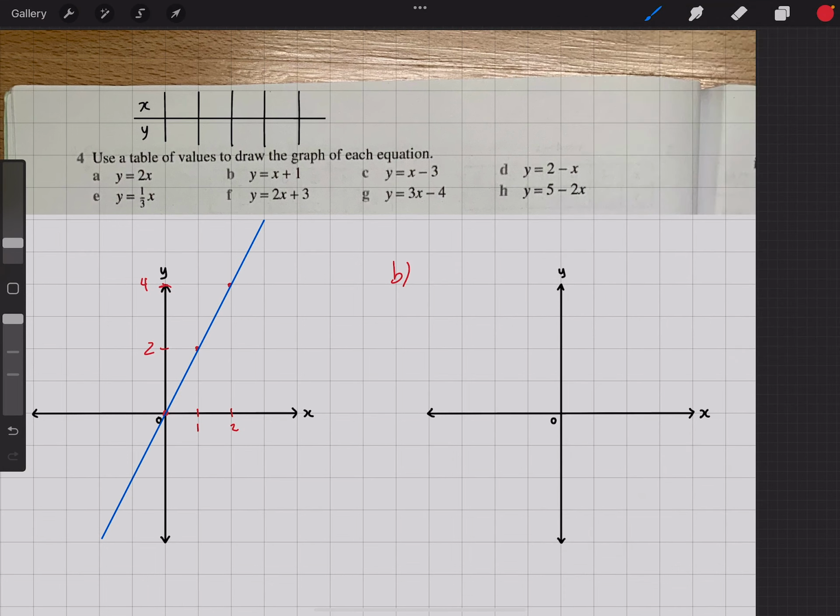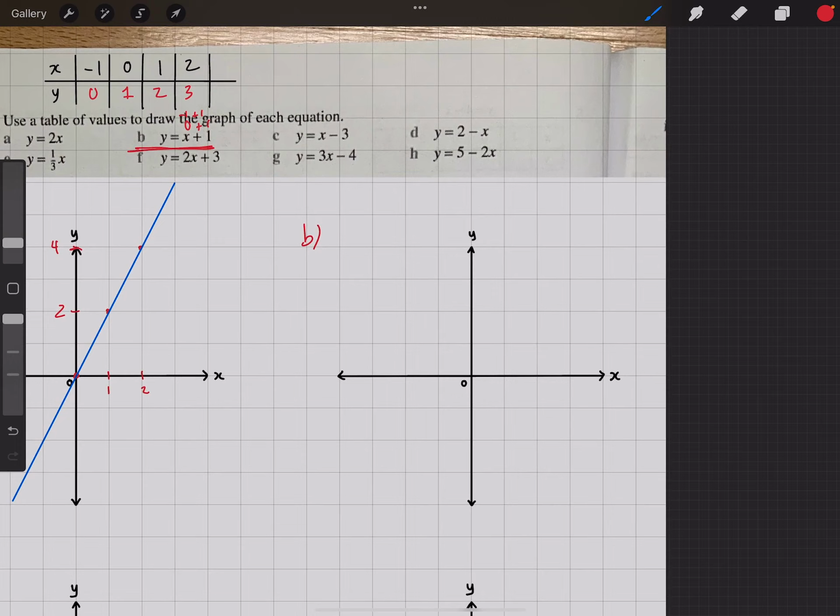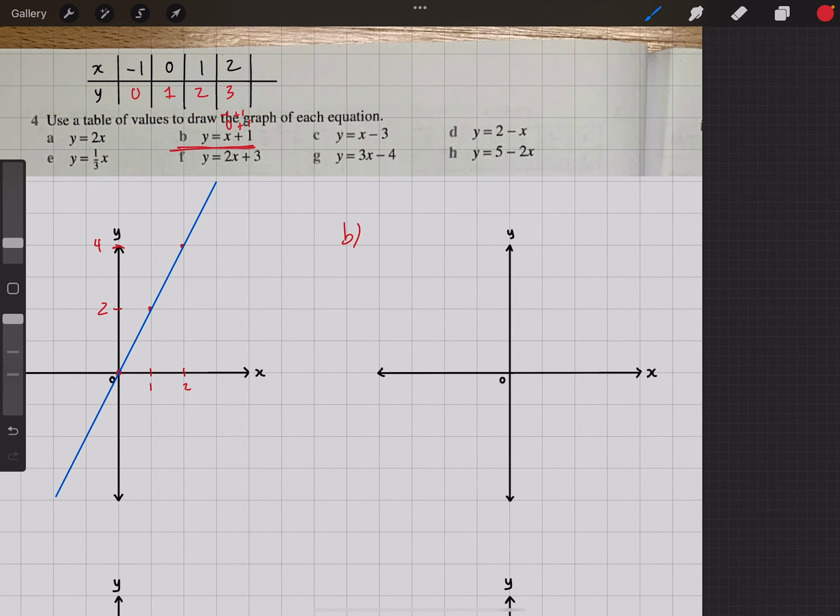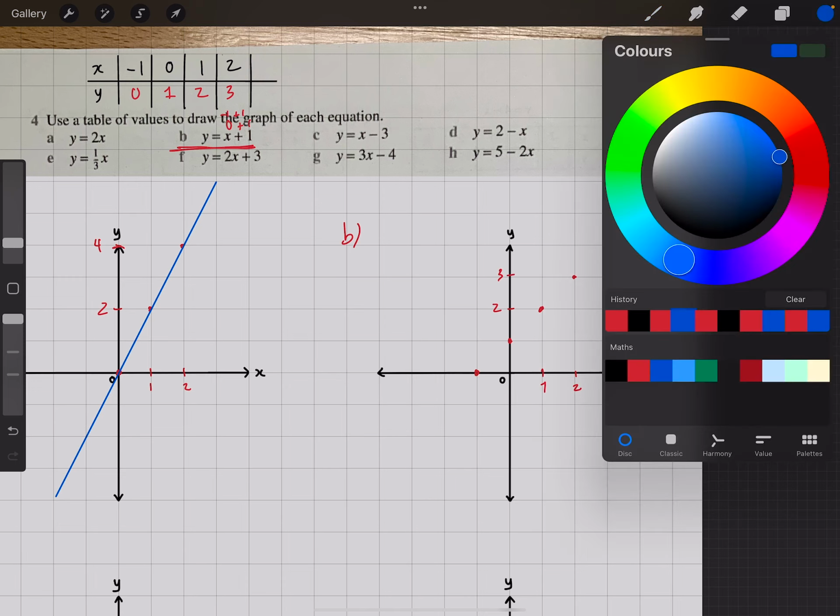0 plus 1 will be 1, so that's to be 1 here. When x equals to minus 1, minus 1 plus 1 is 0, and you can just figure out the rest will be 2 and 3. Then you can just draw this on the graph for question B. So when x equals to minus 1, y equals to 0, which is right there. When x equals to 0, y equals to 1. When x equals to 1, y is equal to 2. When x equals to 2, y equals to 3. And you can see the graph there.